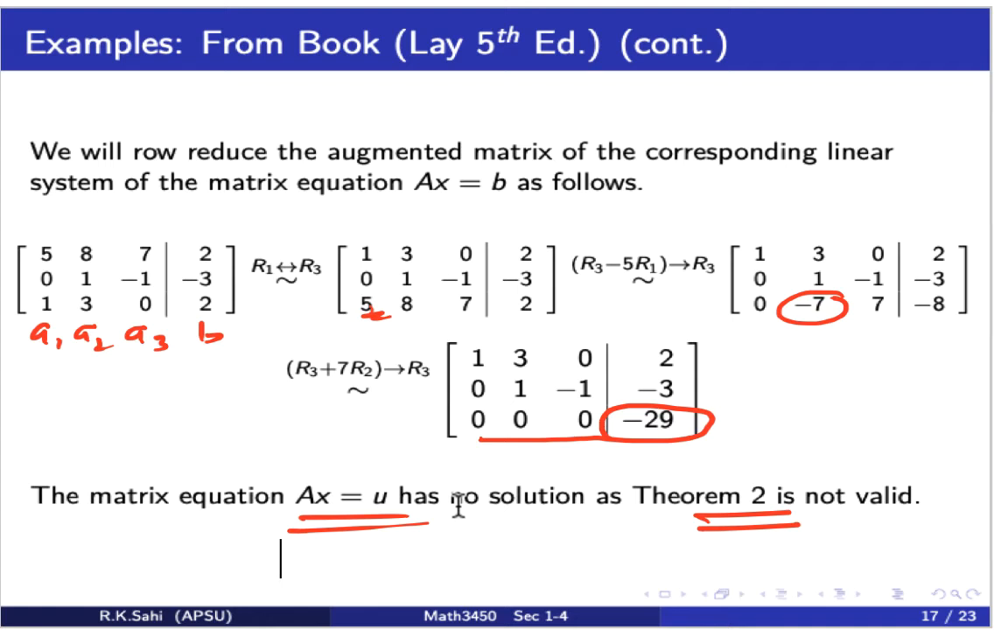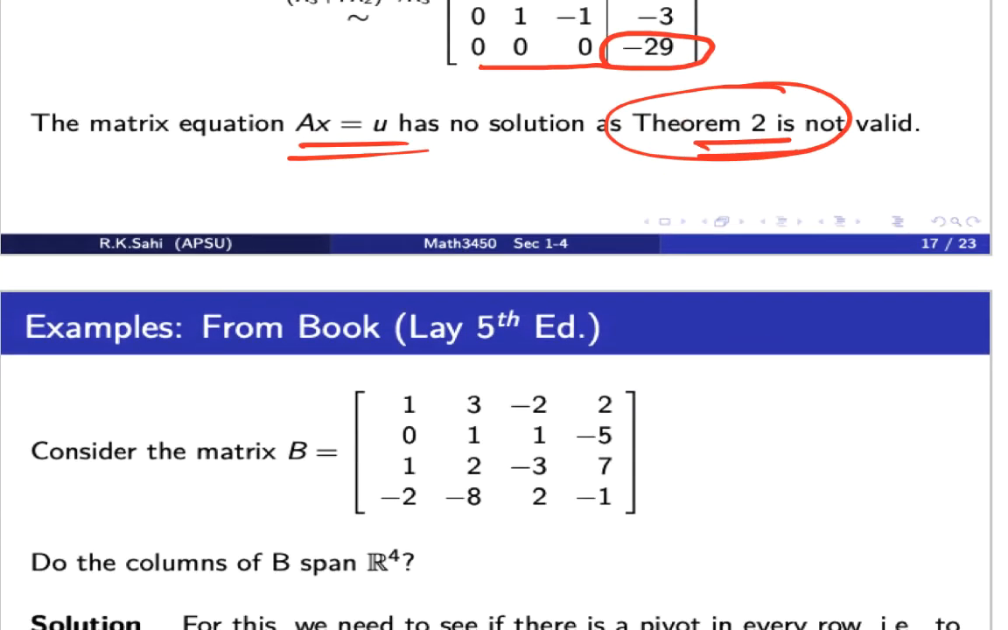As it has no solution, that means u cannot be written as a linear combination of the columns of A, or u is not in the subset of R3 spanned by the columns of A. Notice how powerful theorem 2 is, guys. This theorem 2 is in section 1-2 of chapter 1. That's where I am talking about from. Okay, one more example here.